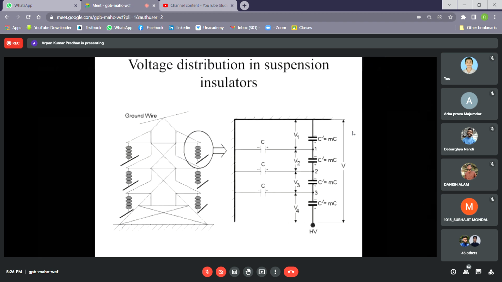Coming to the voltage distribution of suspension insulators, that I will cover next day. So today is up to shackle insulator. If you have any question, then you may ask me.